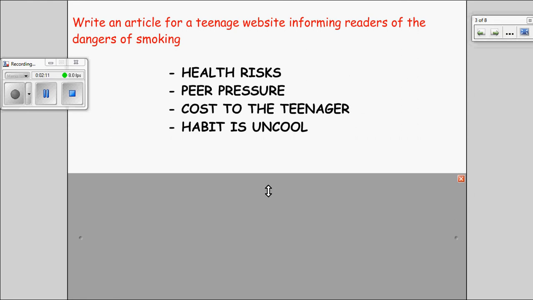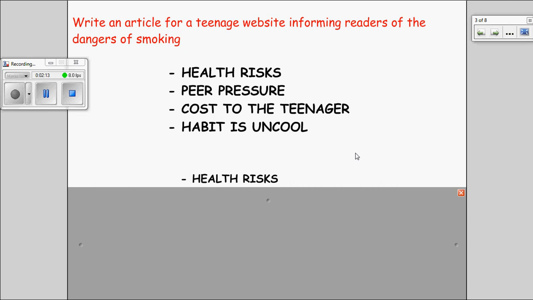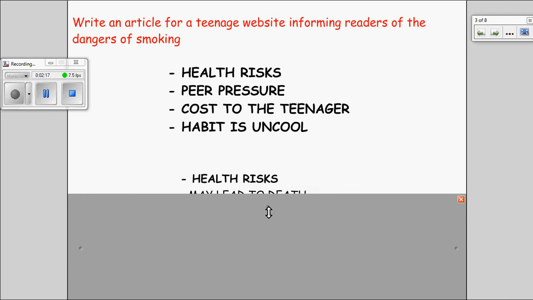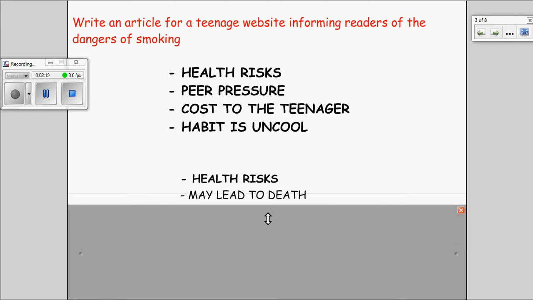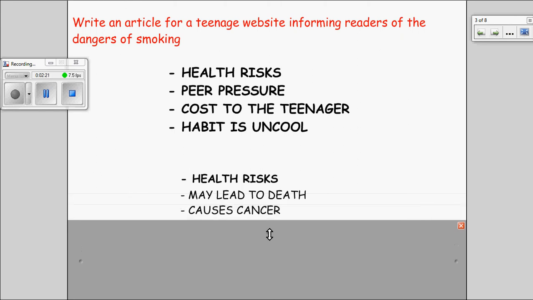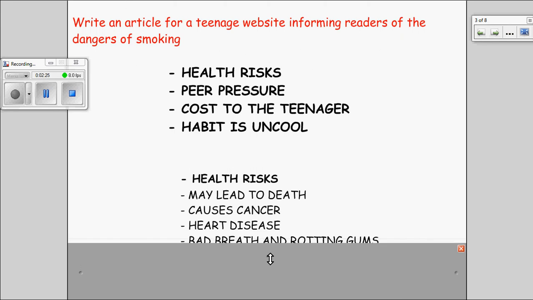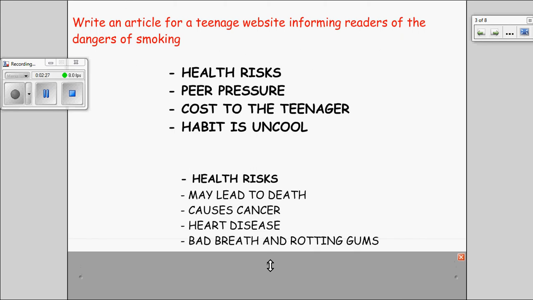What bullet pointing allows me to do is to take health risks and to start to organise my ideas for that paragraph. So for example, I might want to cover the fact that it leads to death. I then want to talk about the fact that smoking causes cancer, also heart disease, and then just generally about bad breath and rotting gums. Straight away there I have an organised paragraph, a key idea and other stuff that I'd like to include. So as you can see, bullet points are quite useful to help you structure your ideas.